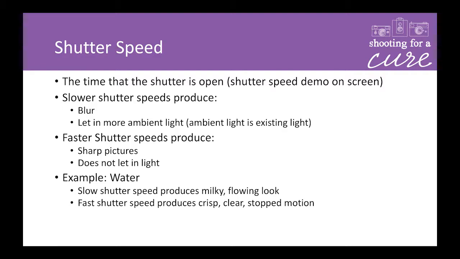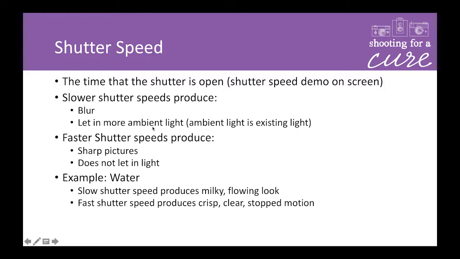All right, so we're going to talk just about shutter speed today. And as I already explained, the shutter speed is the time that the shutter is open. A slower shutter speed produces blur, so motion blur, and it lets in more ambient light. What is ambient light? Ambient light is the light that's already existing.